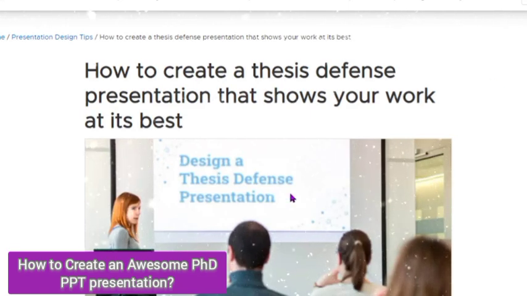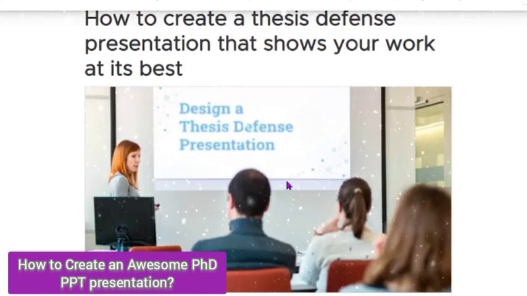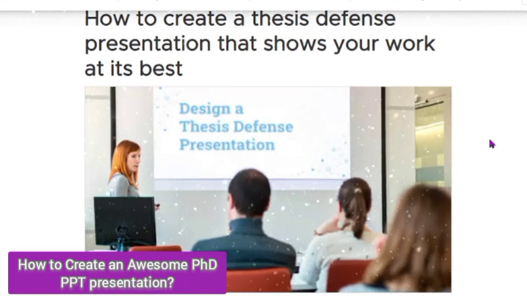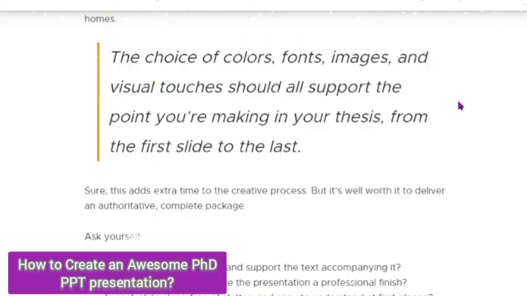Design a thesis defense presentation. It has to be very precise, to the point, and it should catch the eye of the audience. You should be able to make them realize what exactly you have done in your research. You should be able to engage all of them. Let us find out what the important points are. Let us see what the do's and don'ts of an effective PowerPoint presentation for a PhD are.